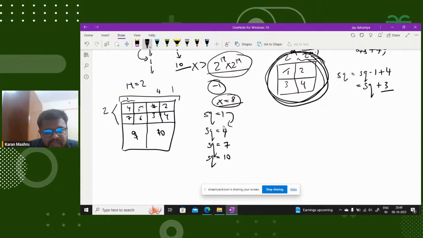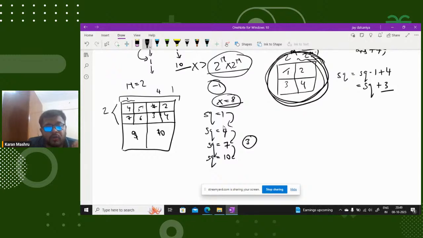So how many steps did I require? 1, 2 and 3. My answer is 3. Is this much clear? Now understand one thing. At every step, I am getting 3 more squares. From 1 we went to 4, from 4 we went to 7, and from 7 we went to 10.